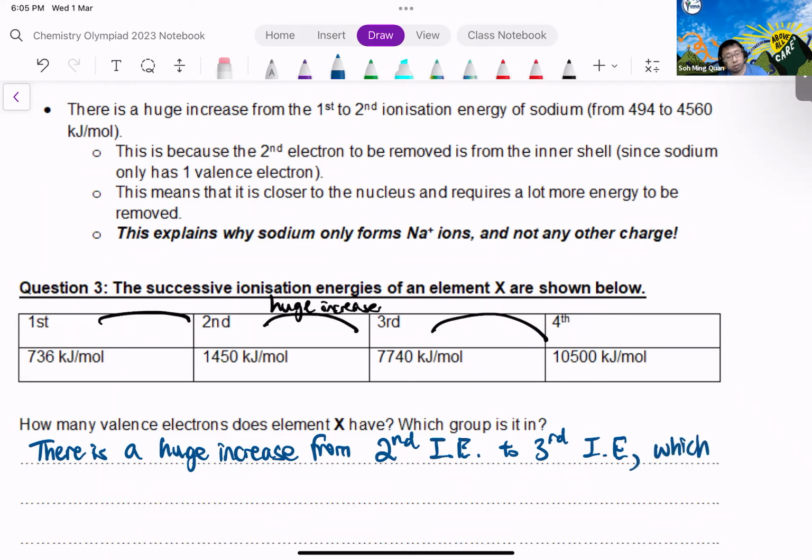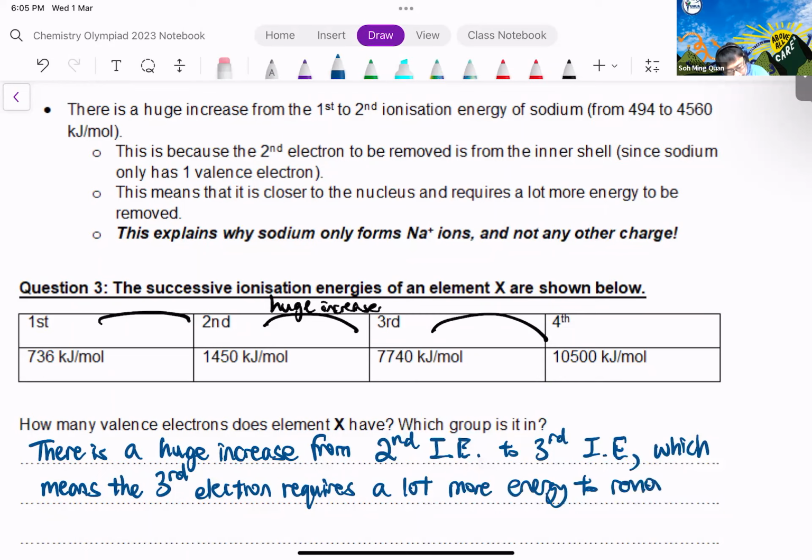So what does this mean? It means that the third electron, third IE, right? The third electron requires a lot more energy to remove. That's why the third IE is so high, right?